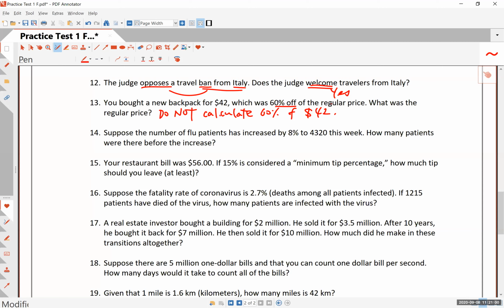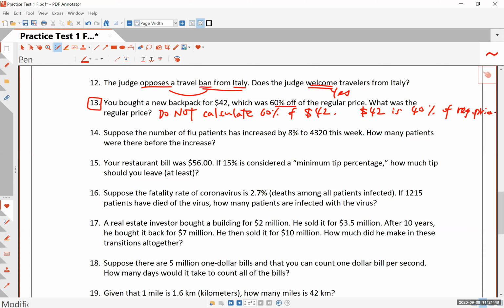If you find this number, it's just 42 times 0.6. That is a meaningless number here. I just want you to know that you will not get any partial credit if you calculate 60% of $42. I want you to grow out of that bad habit of calculating the percentage of the reference number, which is incorrect. This time, $42 is the price after 60% of the regular price was knocked off. If it's 60% off, you basically paid 40% of the regular price, and 40% of the regular price turns out to be $42.